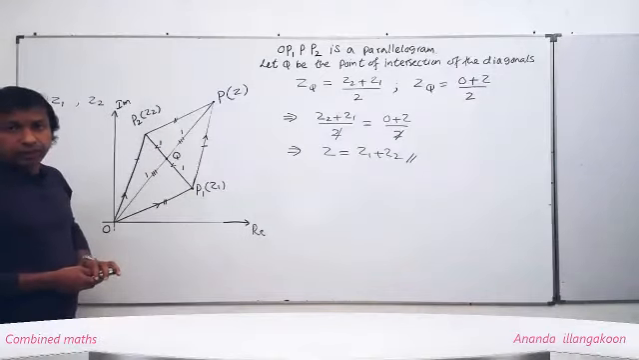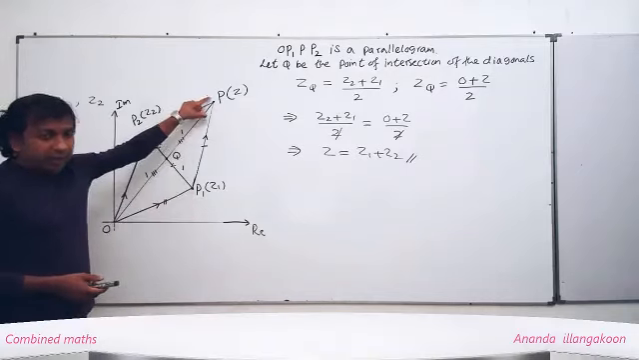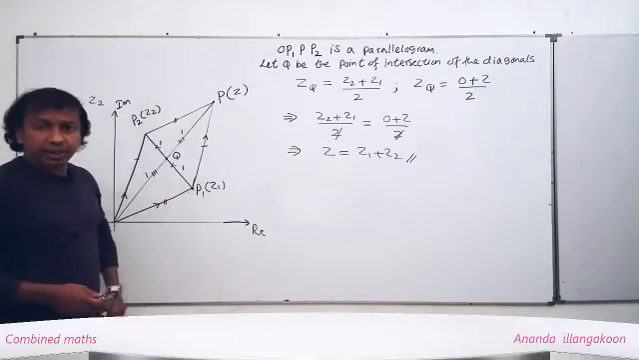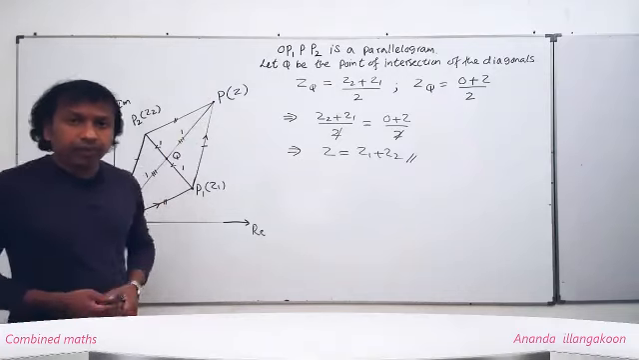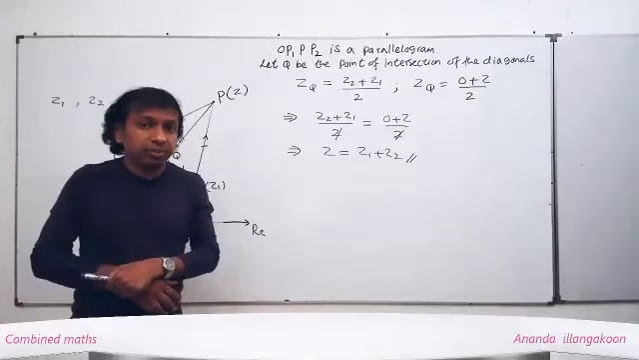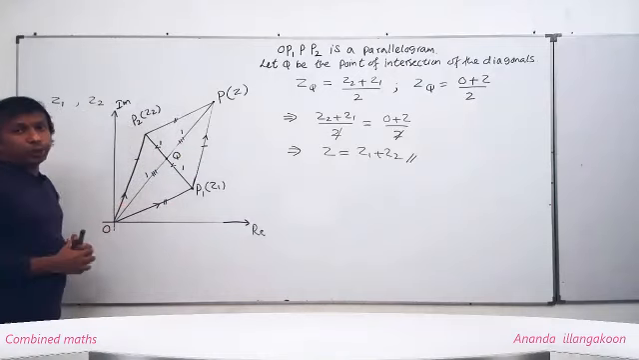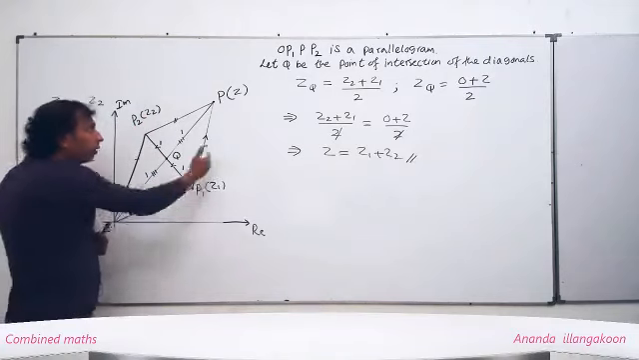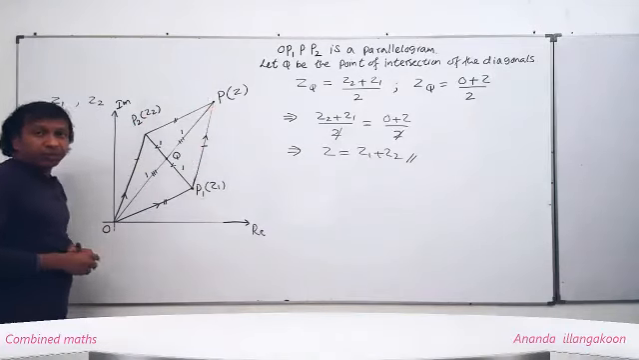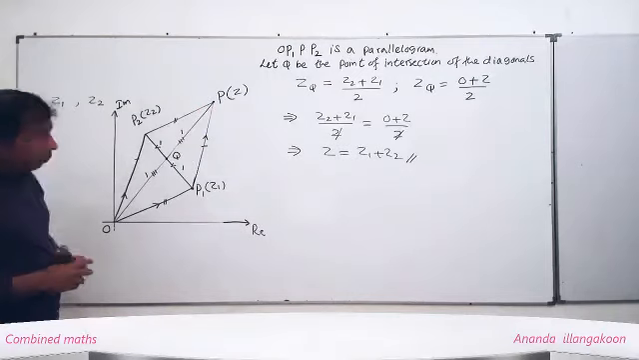Right. Then starting from P1 and ending at P, we have a line segment. By that line segment on the Argand plane, that line segment represents a particular complex number. That complex number should be equal to the complex number represented by the OP2 line segment, that is Z2. That means the P1P line segment should represent the complex number Z2.